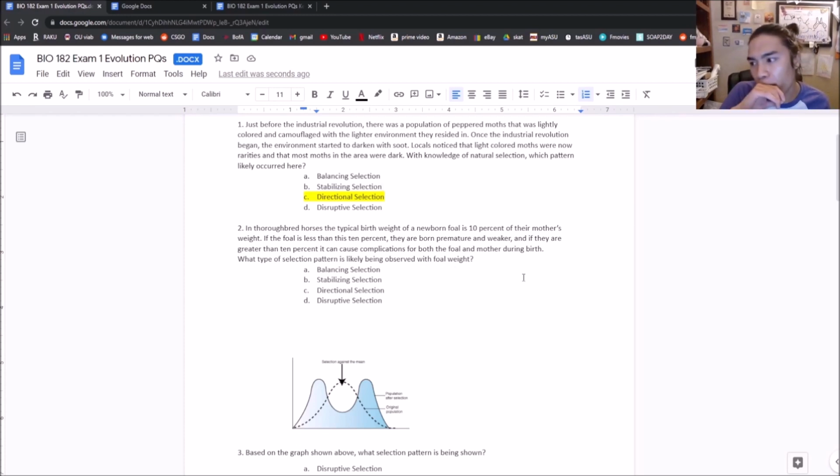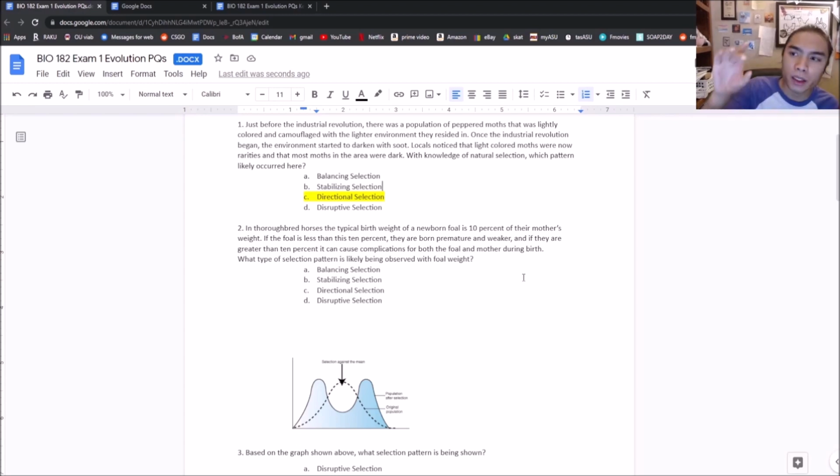Okay, so let's think about which characteristics in terms of weight are favorable and which are unfavorable. If it's too low, that's unfavorable, and the foal likely has a lower fitness because it seems to be weaker, so it'll have a higher mortality rate. A higher mortality rate will also be observed for the foal when it's greater than 10%. And the mother dying is also very bad for the foal because then it can't support itself.